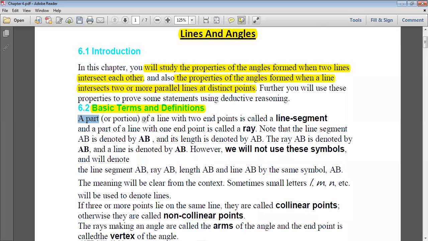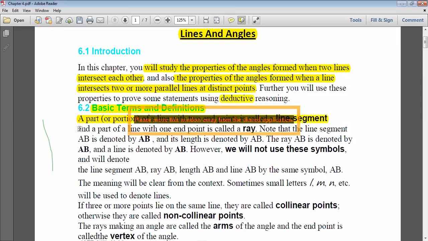A part or portion of a line with two endpoints is called a line segment, and a part of a line with one endpoint is called a ray. I will show you what all these definitions mean.